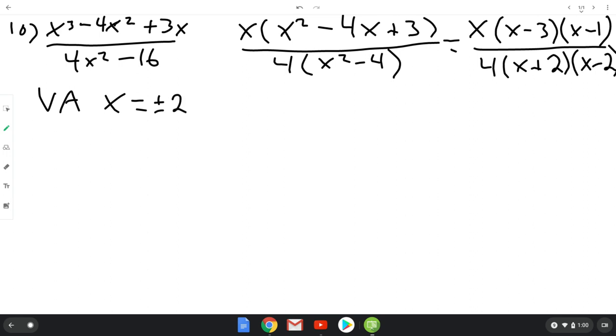Then we look at the degree of the numerator and the denominator. So the degree of the numerator is 3. The degree of the denominator is 2, which means that we're going to have a slant asymptote because the degree of the numerator is bigger. So we're going to do polynomial long division.